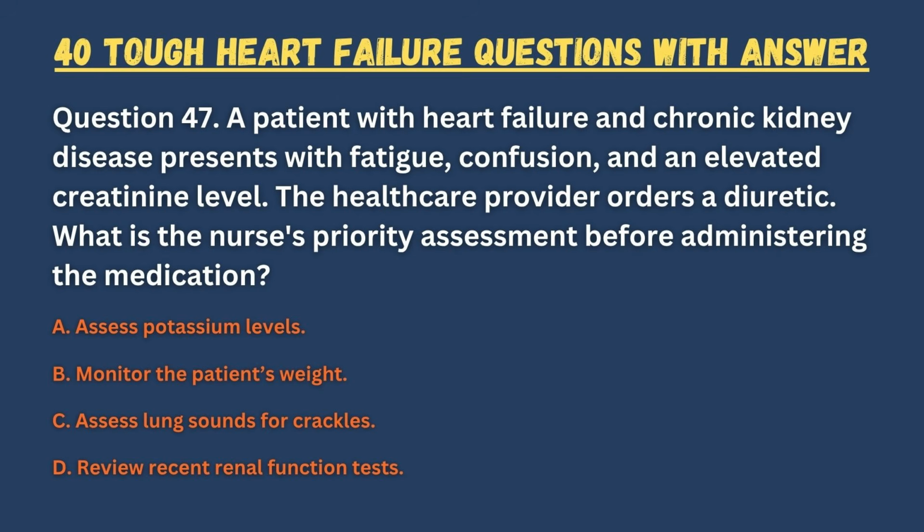Question 47. A patient with heart failure and chronic kidney disease presents with fatigue, confusion, and an elevated creatinine level. The healthcare provider orders a diuretic. What is the nurse's priority assessment before administering the medication? A. Assess potassium levels. B. Monitor the patient's weight. C. Assess lung sounds for crackles. D. Review recent renal function tests.